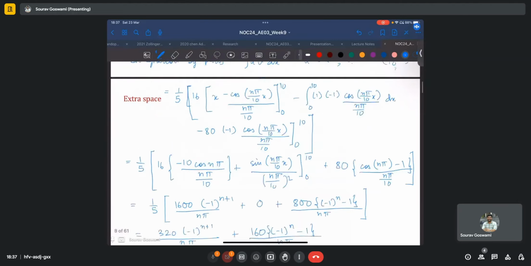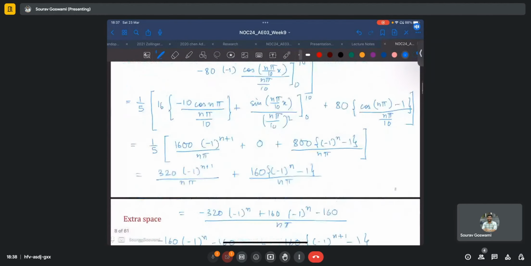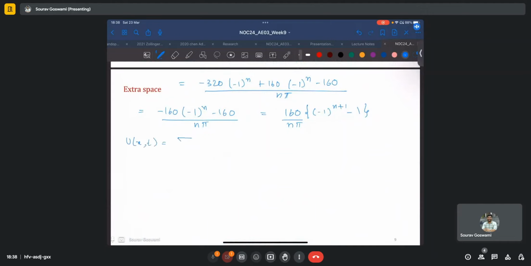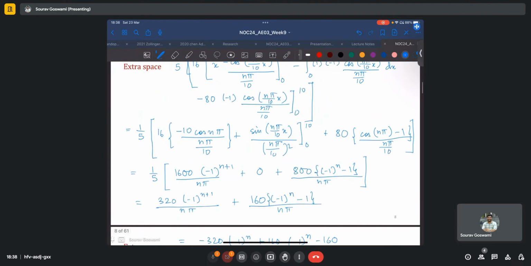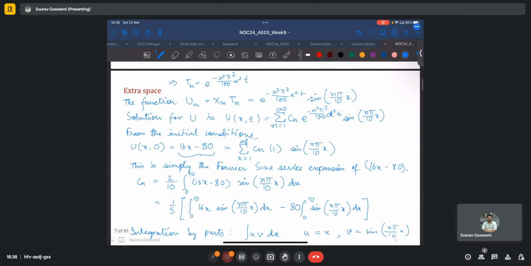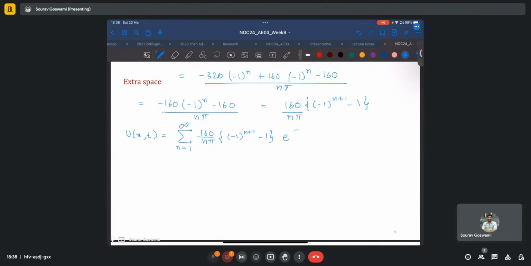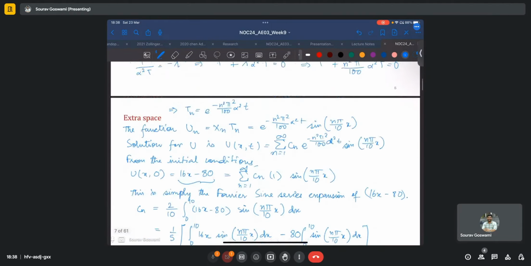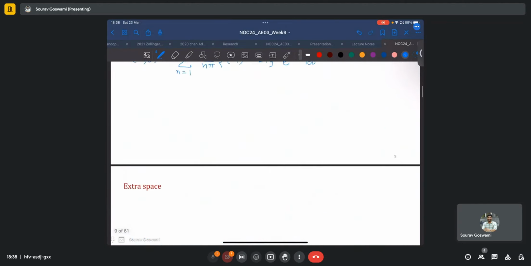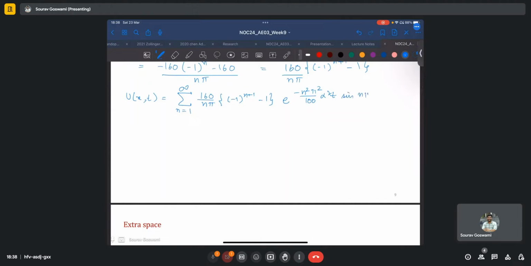Okay, this is just the coefficient Cn. Our solution is u of x,t is the sum n equals 1 to infinity Cn, so 160 by n pi times minus 1 power n plus 1 minus 1, times e power minus n square pi square by 100 alpha square t, times sin n pi by 10 x. This is the solution to the question.